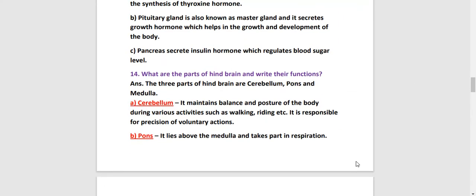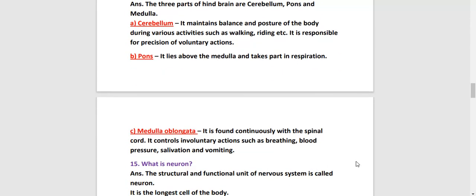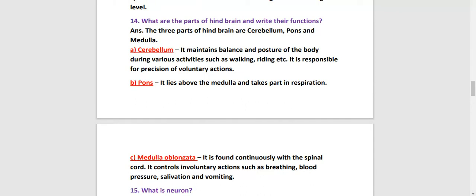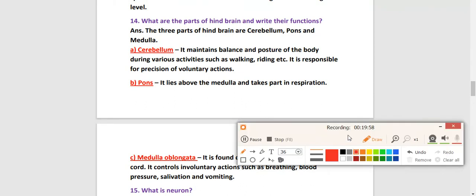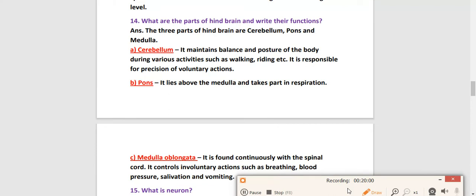Now let's come to question number 14. What are the parts of the hindbrain and write their function? So we know that in hindbrain there are three parts: pons, medulla and cerebellum. So let's discuss the function of each and every part.